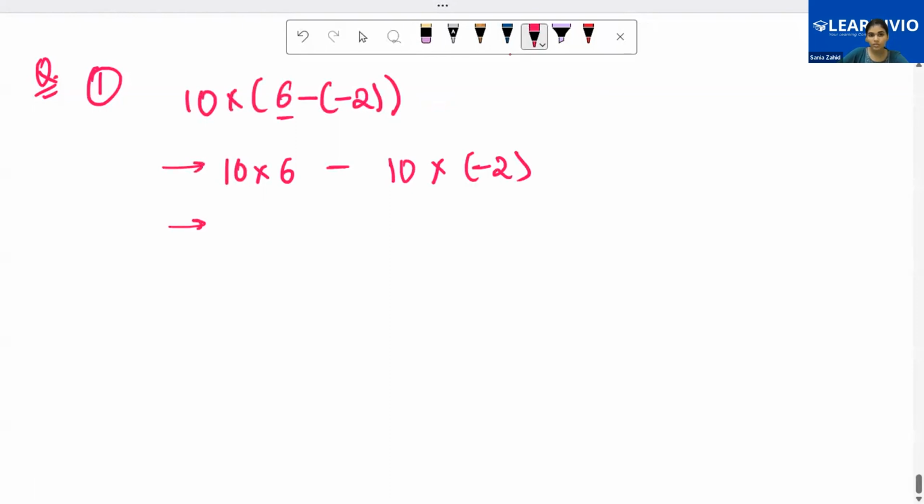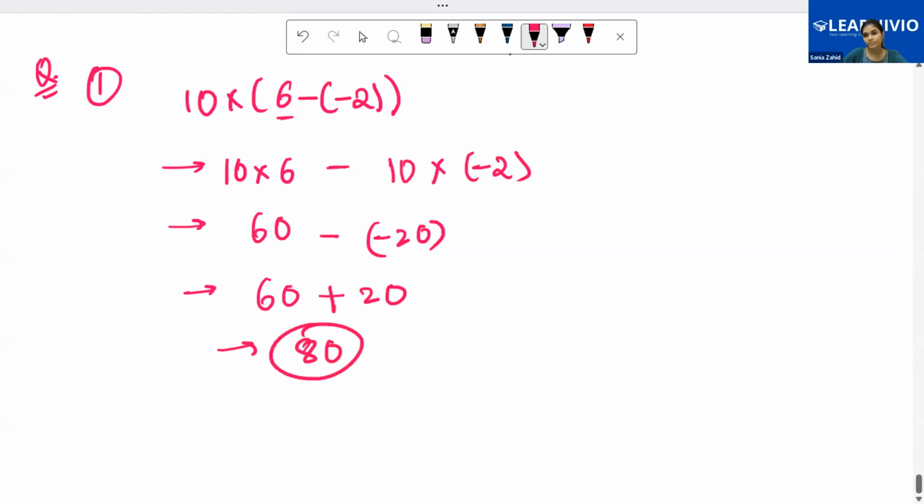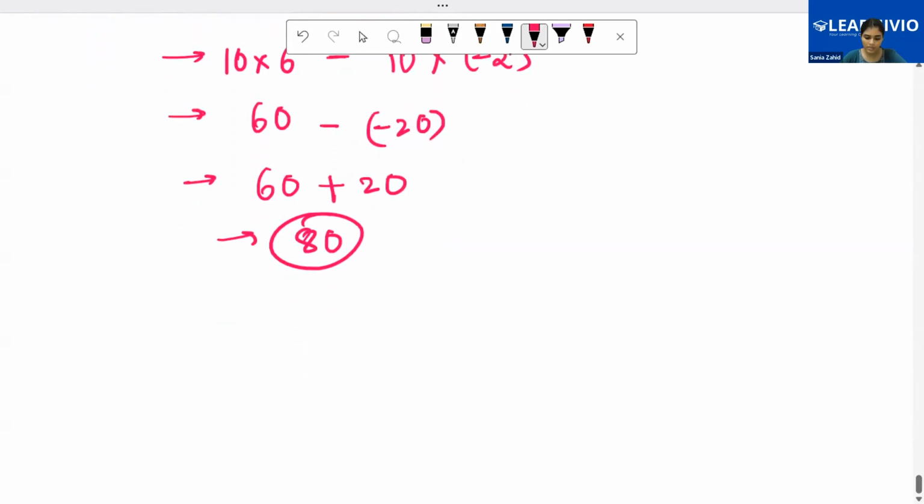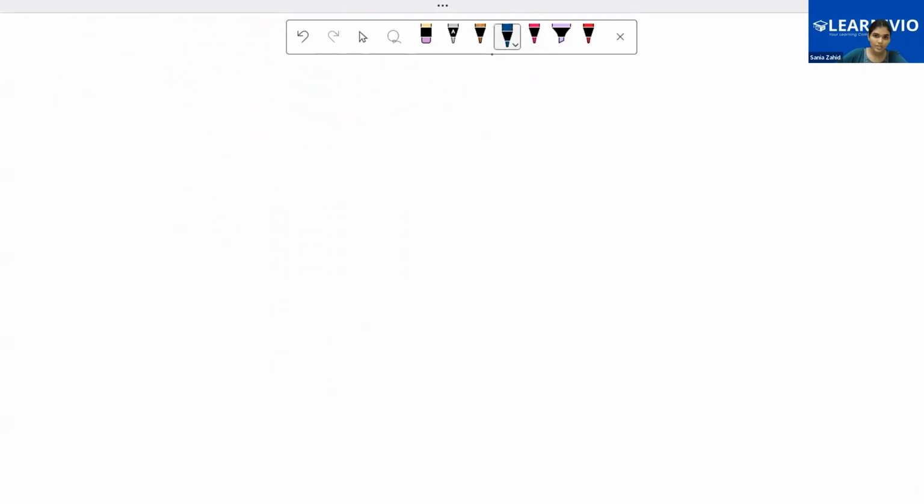Okay. So now 10 into 6 is 60 minus 10 into minus 2 is minus 20. Okay. Now 60, negative negative will become positive. So my answer comes out to be 80. Right? Do you understand how I solve this? Yes, ma'am. Now I'll give you a few questions. You have to find the product.